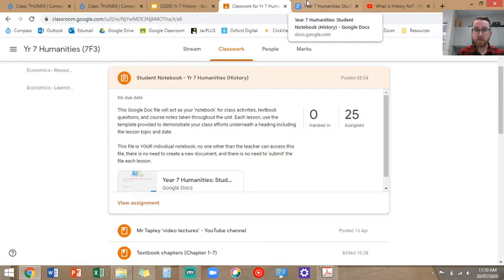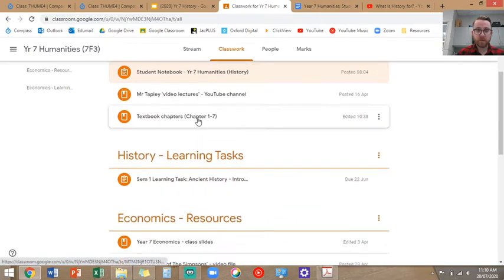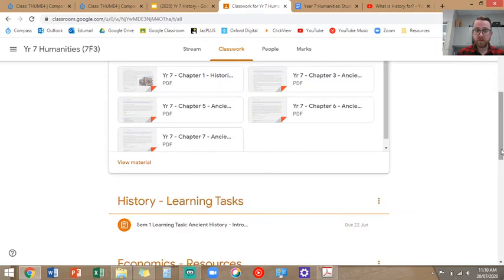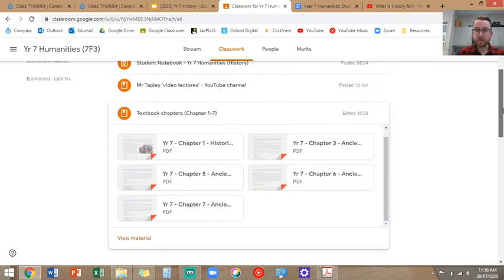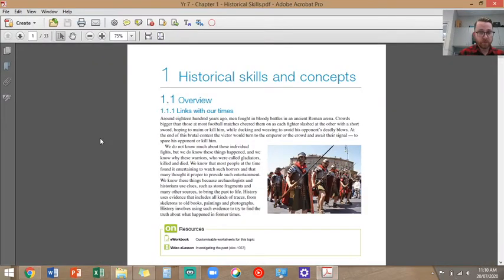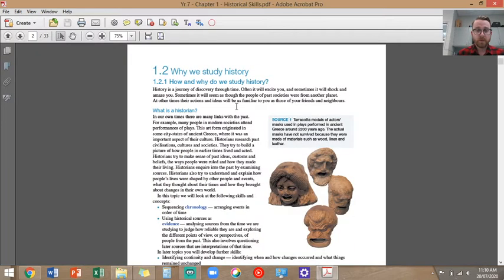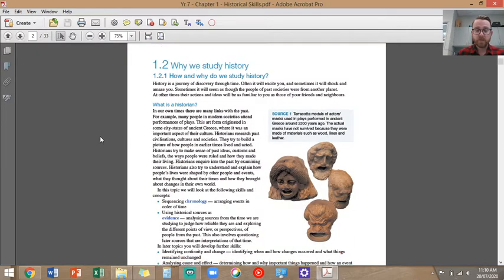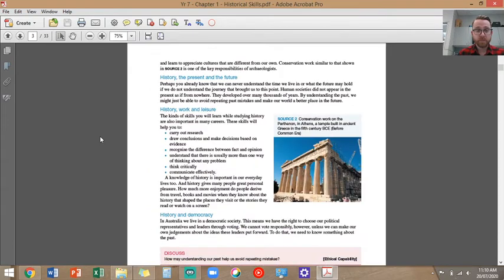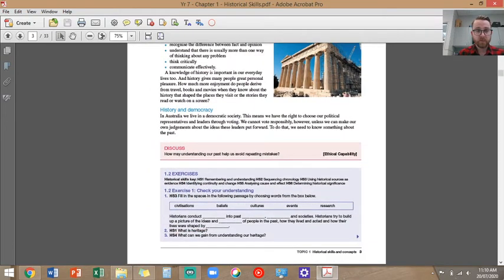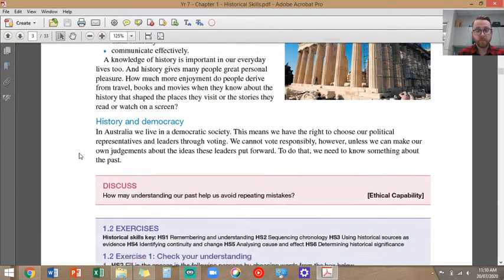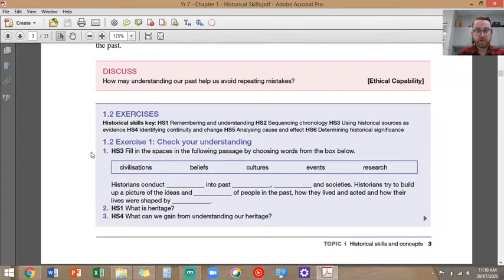Year 7 Humanities. Sorry, I'm getting lost. Textbook chapters, that's what I want. So you can see I've added all the chapters that we'll be using this term. So chapter 1 is what I want. I want historical skills. And I'll open that up here, and it looks something like this. I'm going to chapter 1.2, so I'm going to go down. Why we study history. And I'm going to scroll down to the questions. Right here. Zoom in a bit. Wow, too far. And question 1 and question 4 are what we are doing.